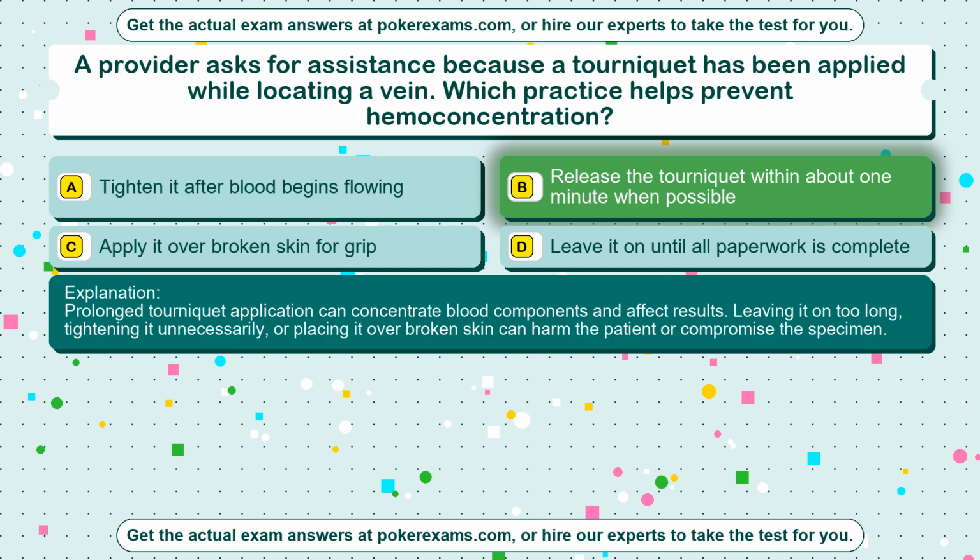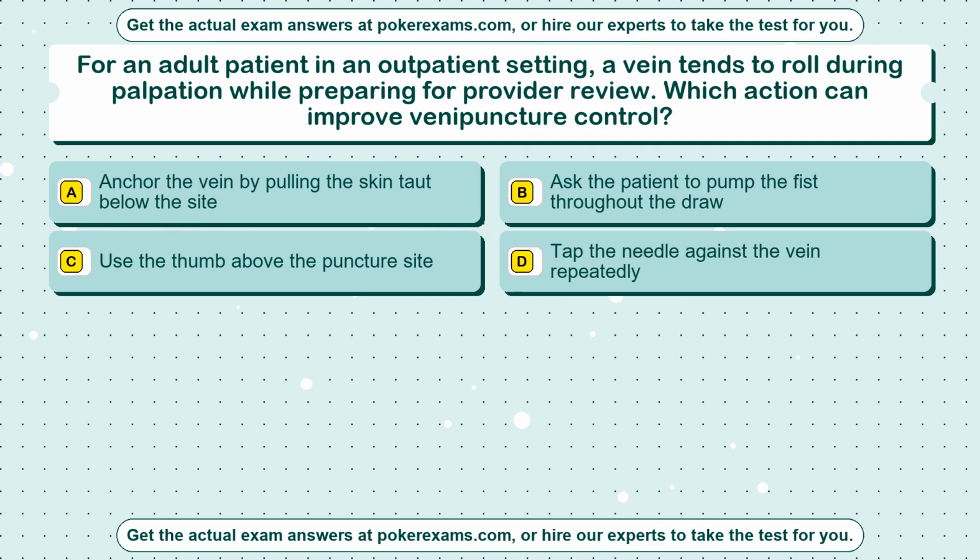Question 23. For an adult patient in an outpatient setting, a vein tends to roll during palpation while preparing for provider review. Which action can improve venipuncture control? Option A. Anchor the vein by pulling the skin taut below the site. Option B. Ask the patient to pump the fist throughout the draw. Option C. Use the thumb above the puncture site. Option D. Tap the needle against the vein repeatedly.